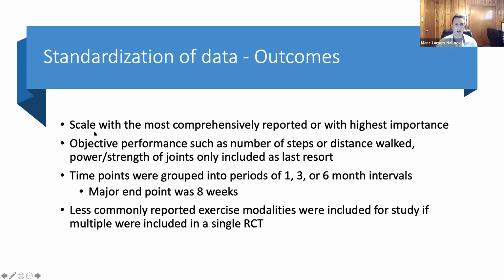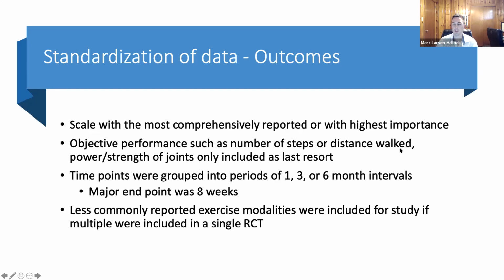And so initially they started by scaling with the most comprehensively reported or highest importance study. And what they did here is they used the studies done by Franson and Renault. They have done prior meta-analysis on osteoarthritis, and they grouped in what they thought the highest importance was. And that's what they used here. And then whenever possible, they used objective performance, things that are easily compared between different studies, such as steps walked, that sort of thing.